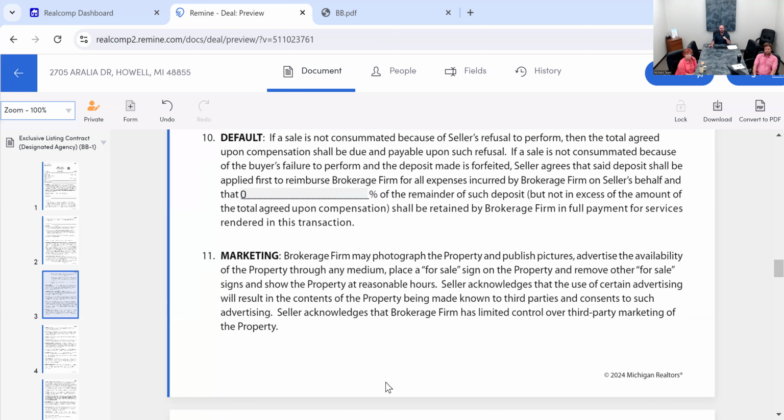All right. Marketing. Brokerage firm may photograph the property and publish pictures, advertise the availability of the property through any medium, place a for sale sign on the property and remove other for sale signs, and show the property at reasonable hours. Seller acknowledges that the use of certain advertising will result in the contents of the property being made known to third parties and consents to such advertising. Seller acknowledges that brokerage firm has limited control over third-party marketing of the property.